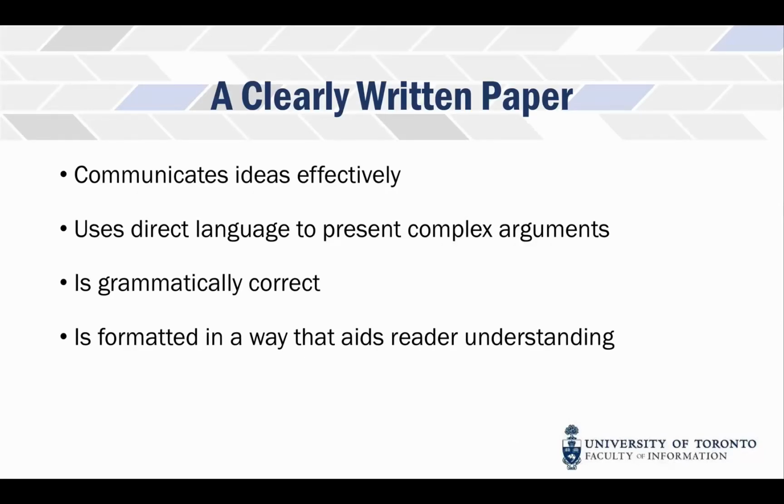Clarity is the most important characteristic of good academic writing. A clearly written paper communicates ideas more effectively and makes life easier on the reader. In a well-written paper, the ideas, as well as the sentences themselves, are clear and easily understood by the reader.